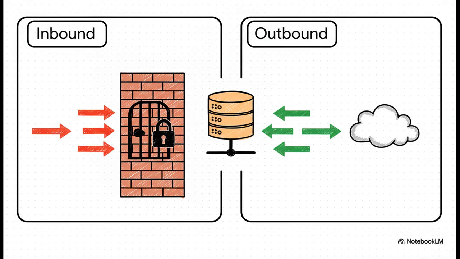Now, this is where it gets really interesting. There's a huge difference between inbound and outbound rules. Outbound, that's traffic leaving your server, is totally open by default. Your server can go out and talk to the internet, no problem. But inbound, traffic coming to your server, is completely locked down. By default, absolutely nothing is allowed in. It's what we call a deny by default setup.